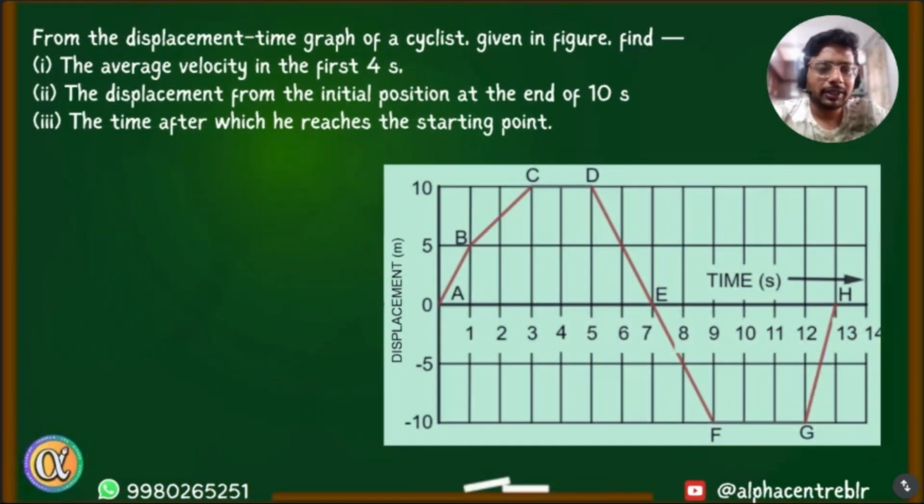You need to help me understand first, and then solve the question. Explain to me how to do the question. From a displacement-time graph given for a cyclist in the figure, find the average velocity in the first 4 seconds.